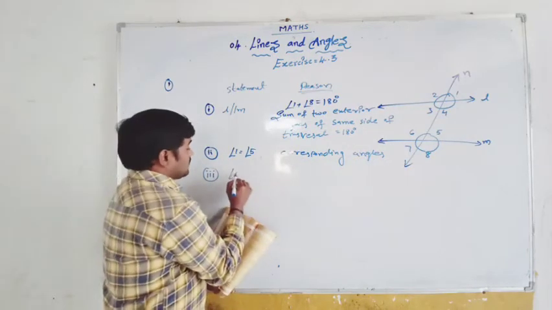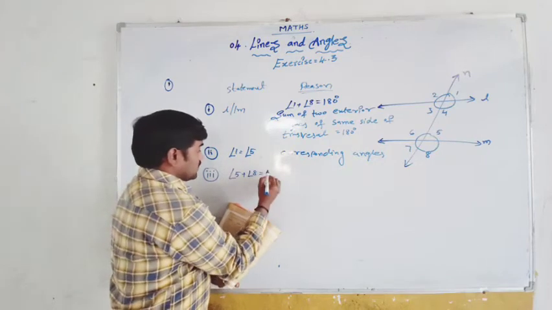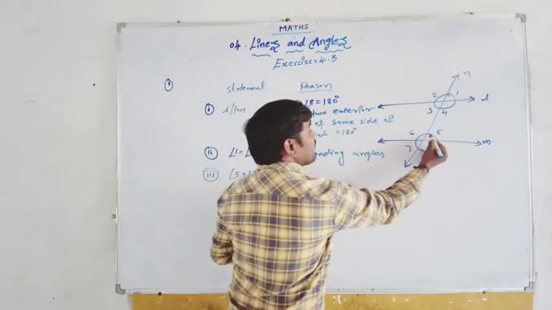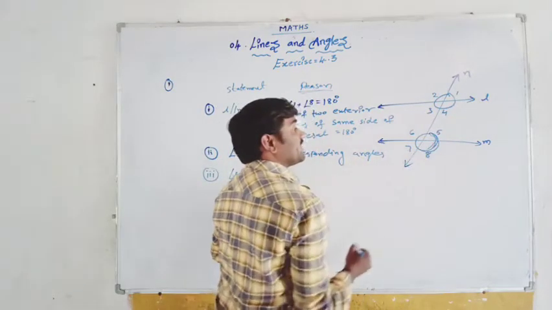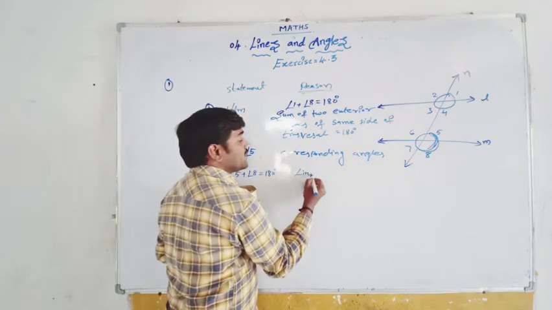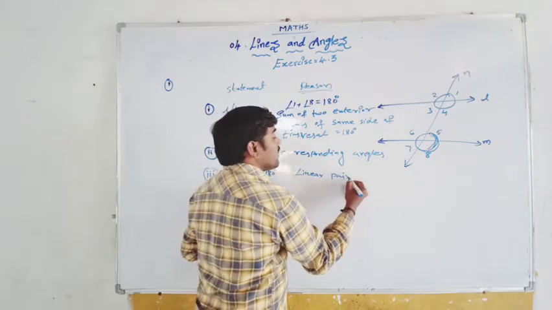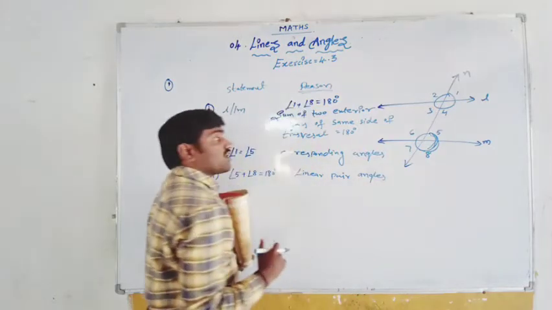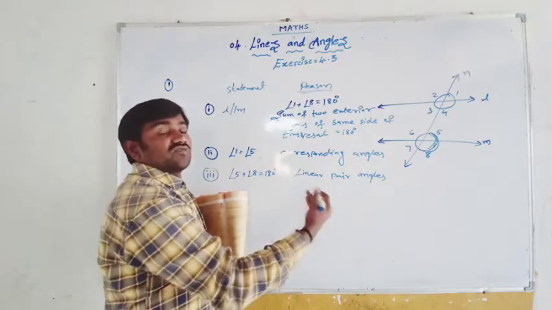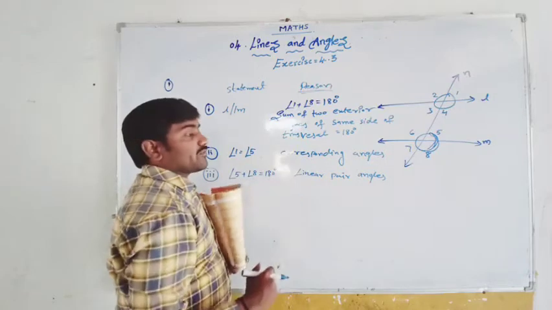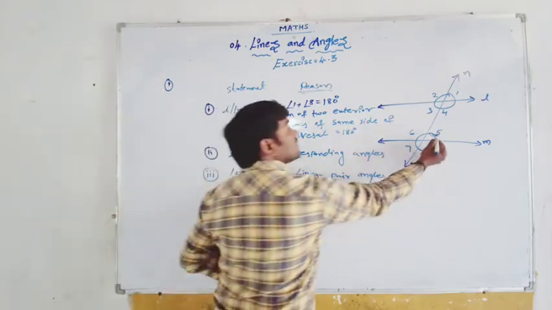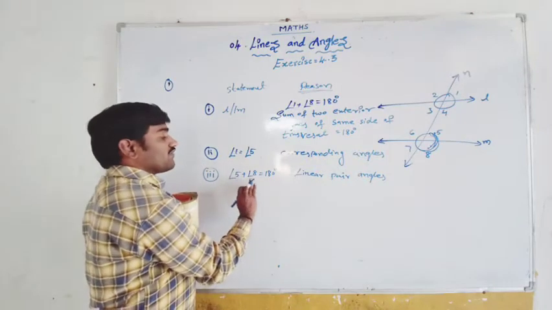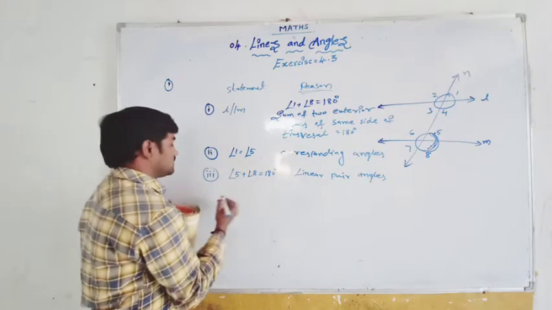here angle 5 plus angle 8 is equal to 180 degrees. Which kind of angles are they? Linear pair angles. You might have heard about these kinds of angles. If the sum of two adjacent angles is 180 degrees, they are called linear pair angles. So that is the condition for angle 5 plus angle 8 equal to 180 degrees.